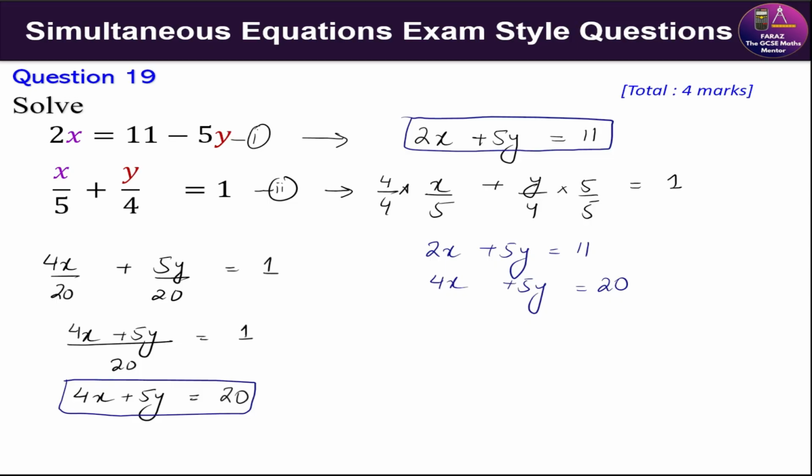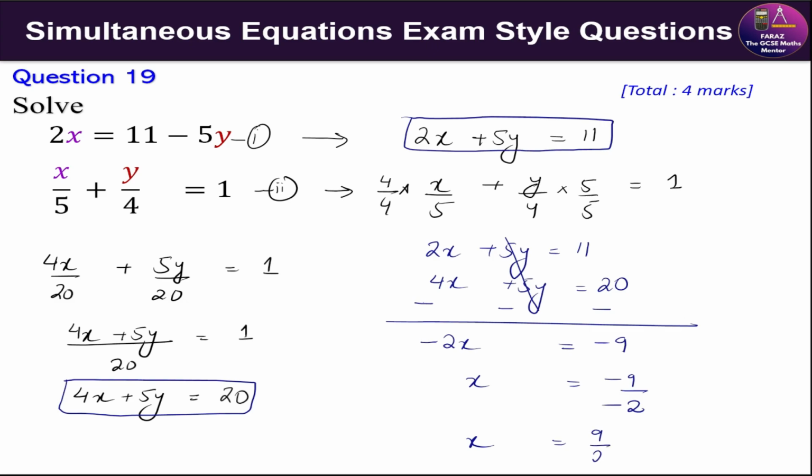So here what you have to do, you have to change the sign of this plus y to cancel each other. Now to change them, you have to put a negative. You have to make 4x negative and plus 5y negative 5y and plus 20 negative 20. So plus 5y minus 5y cancel with each other. 2x minus 4x is minus 2x and 11 minus 20 is minus 9. Therefore, dividing negative 2 on both sides, x becomes minus 9 over minus 2. And we know that when we divide negative by negative, the result is positive. So x equals to 9 over 2.